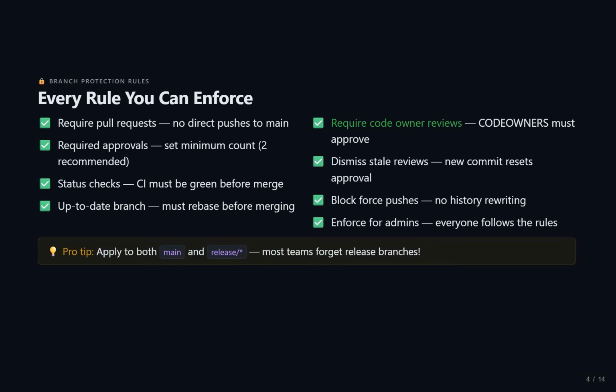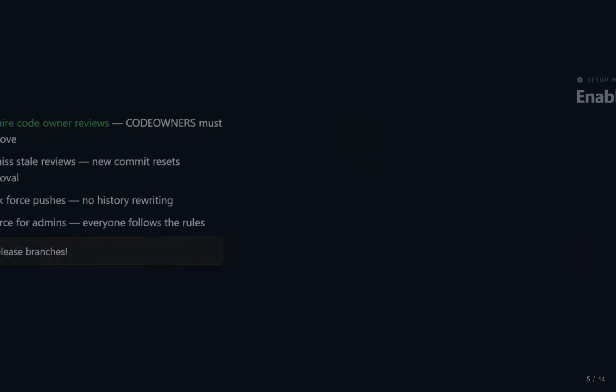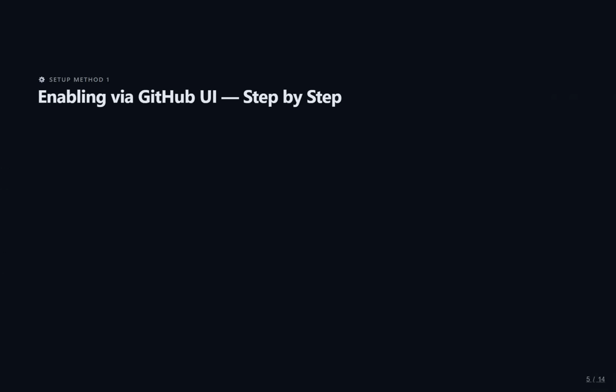Apply these settings for main and also for release branches. Quick tip: I've seen people apply these rules only for main, but apply this for both branches. Don't be the team that misses the release branch. So let's see how we set this up through three methods. One is through the GUI, the other is through the CLI, and the third is through Terraform. I prefer Terraform, but let's start with the GUI.